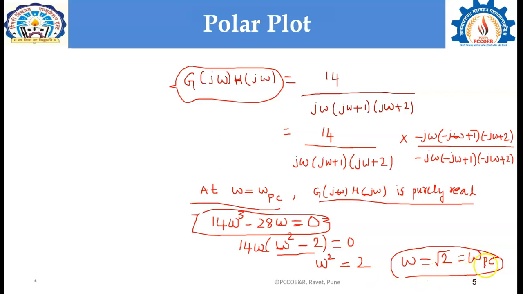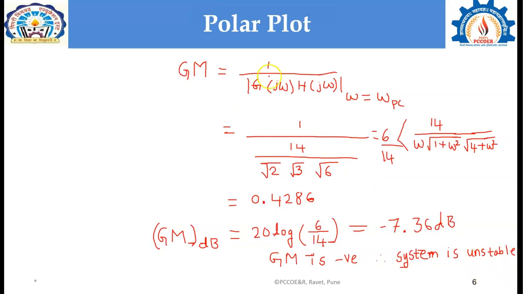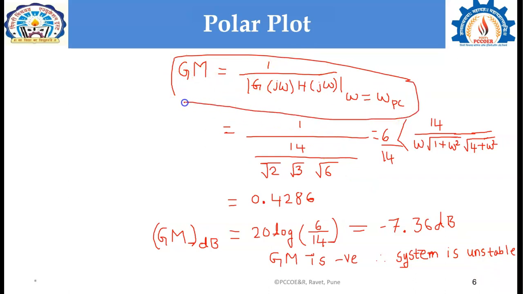Okay, so once you find the phase crossover frequency, it is easy to find the gain margin. So what is the definition of gain margin? It is equal to 1 divided by the magnitude of G of j omega into H of j omega when the value of omega is omega pc. We have already found the equation for the magnitude. This is the equation that we found. So let us substitute the omega as omega pc. Value is square root of 2. So if you substitute the value, you will get the gain margin as 6 divided by 14.